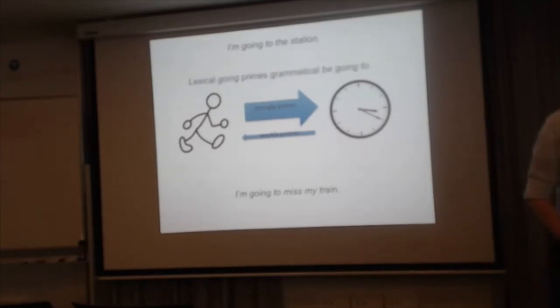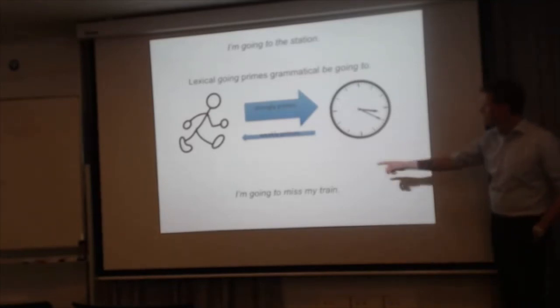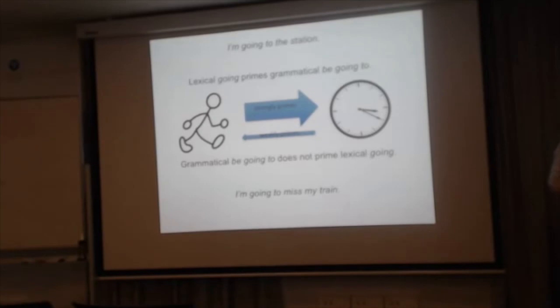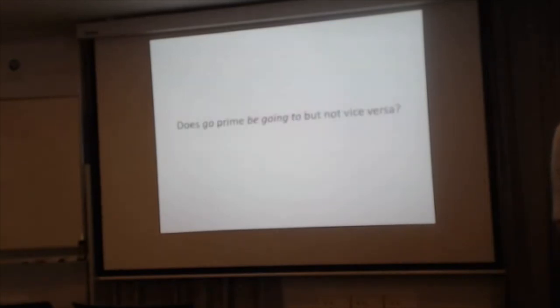Yeah? So in a nutshell, when we have pairs of going to and going, the hypothesis predicts that lexical going should prime grammatical be going to, should facilitate processing the grammatical be going to. But inversely, grammatical be going to should not prime lexical going. Okay. So the research question that we set out to test then was this. Does go prime be going to, but not vice versa? Yeah, that's it in a nutshell.